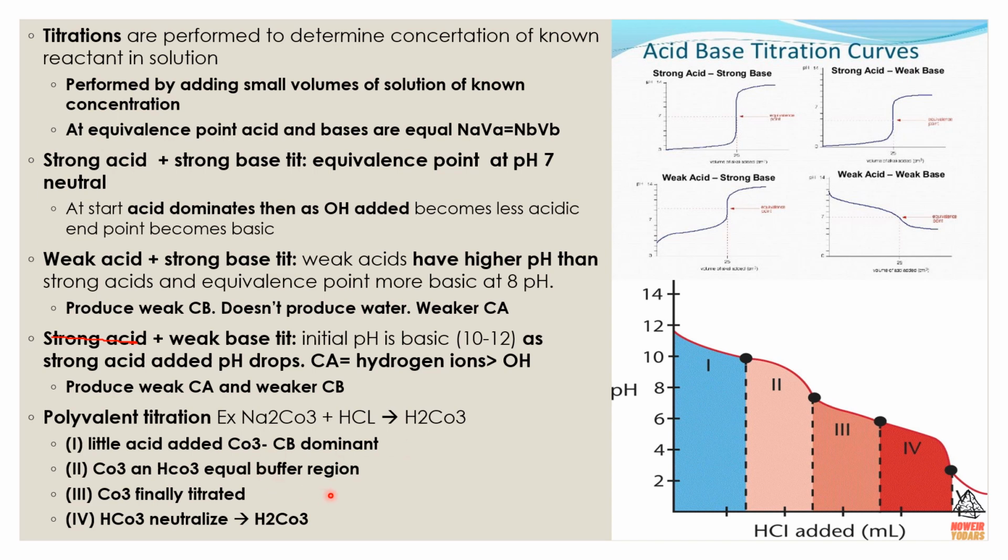Alright, so acid is added slowly. The initial pH starts at like a base. You could consider it kind of a strong base, not weak and not really strong. And then you slowly add HCl, and CO3, the conjugate base, is more dominant. And then CO3 and HCO3 form a buffer region, and then CO3 is finally titrated. You almost reach an equivalence point, and then HCO3 is neutralized and it becomes more and more acidic.